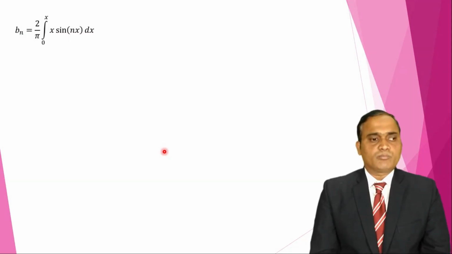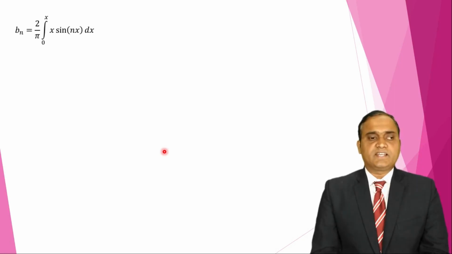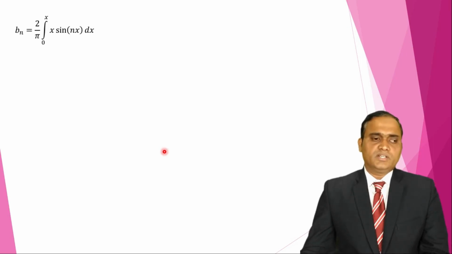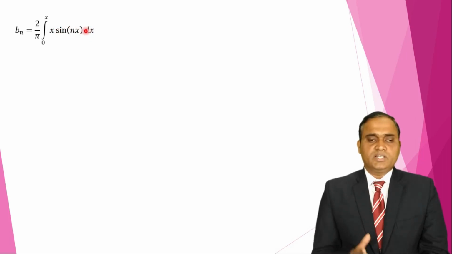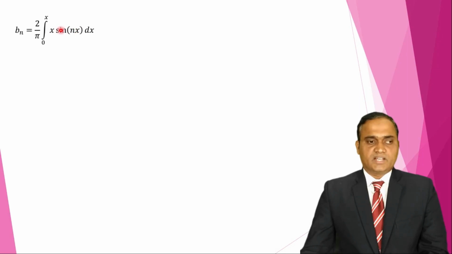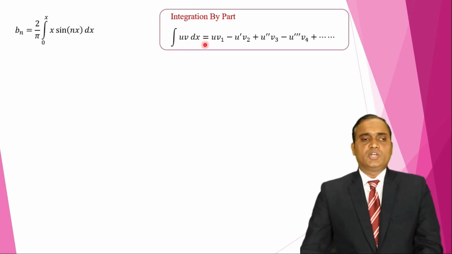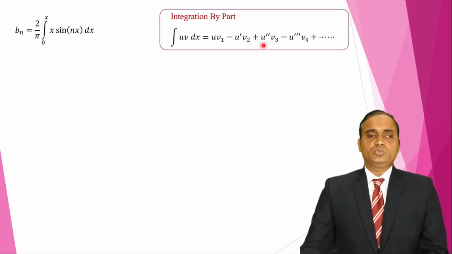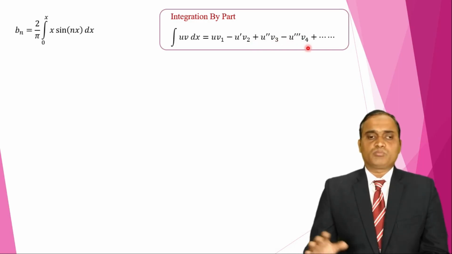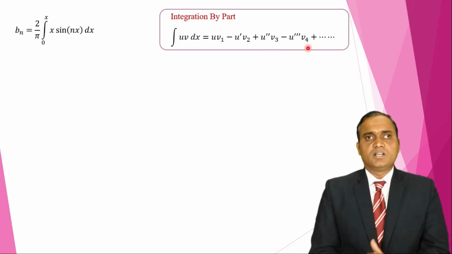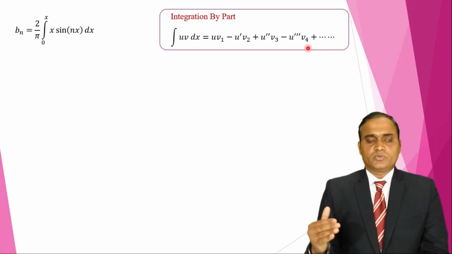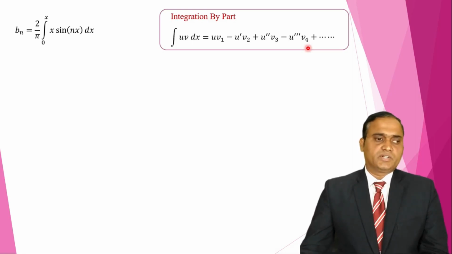Now bn is 2 upon pi integration 0 to pi of x sin nx dx. So here we have to think x is the arithmetic function, sin is a trigonometric function. So in LIATE, A occurs first, then T. So u is our x and v is our sin nx. So I use the integration by parts here. Integration of uv dx is uv1 minus u dash v2 plus u double dash v3 minus u triple dash v4 plus and so on. We have to write this integration value up to where the derivative of u vanishes.